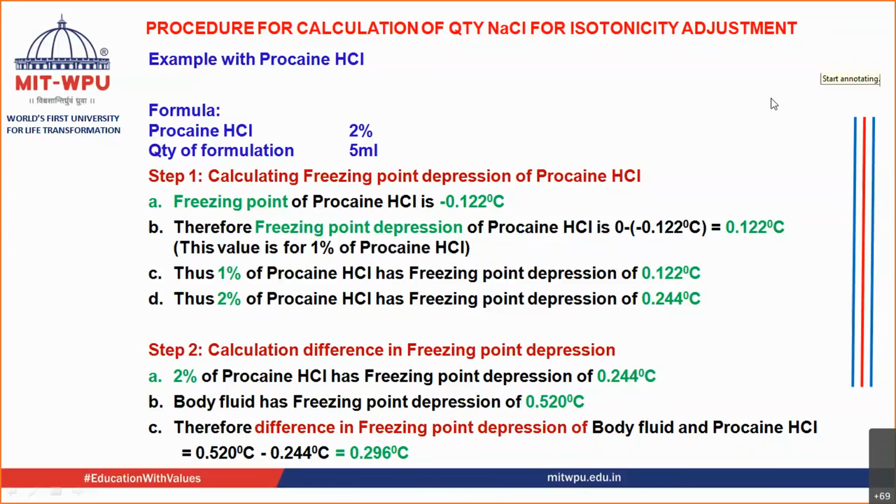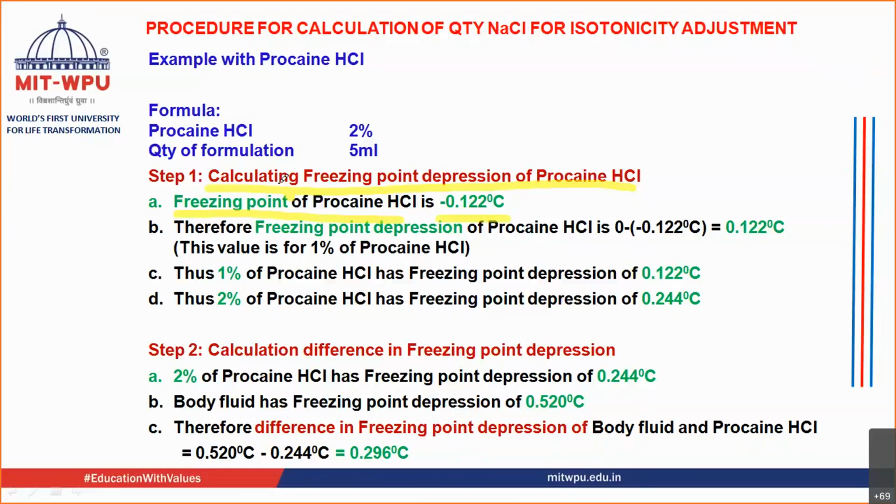Okay, no problem. I'll explain it fully. Now, in step 1, what you are going to do is calculate the freezing point depression of procaine hydrochloride. In order to calculate it, the data that you require is the freezing point of procaine hydrochloride. This data is available in the literature. From literature, we have found that the freezing point of procaine hydrochloride is 0.122 degrees Celsius.